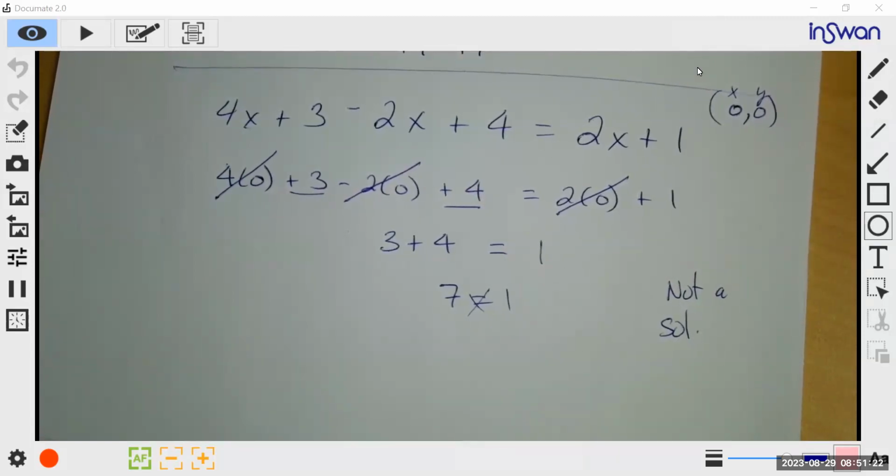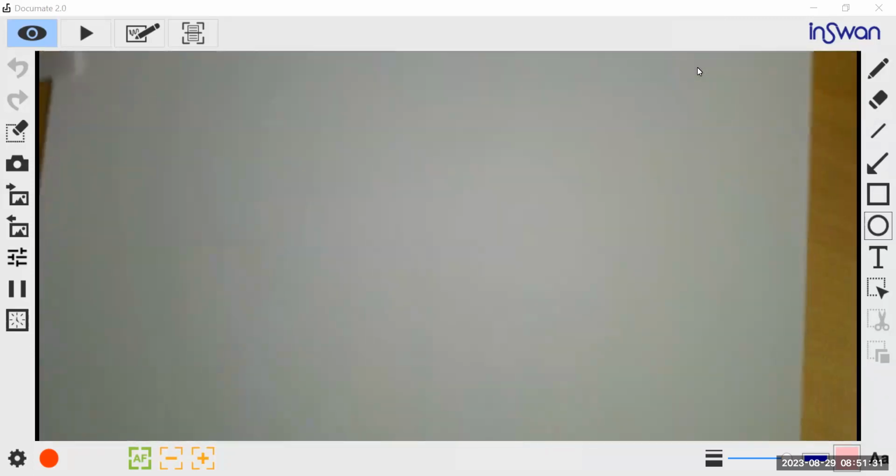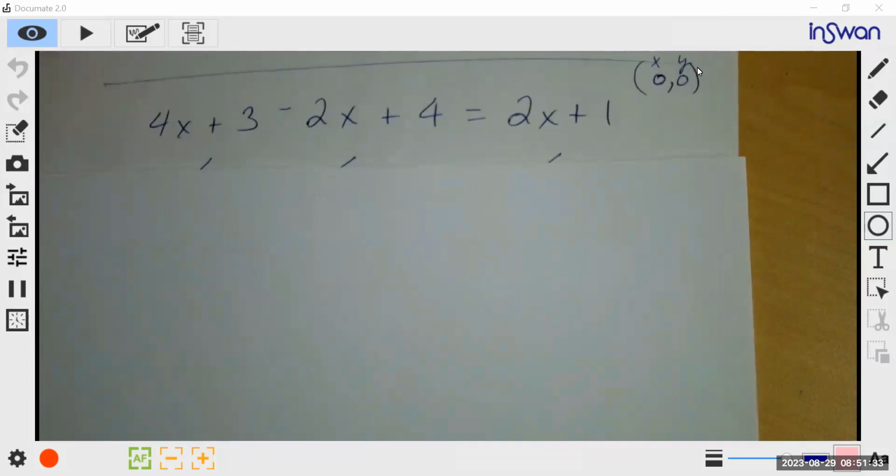Yes, but I don't suggest using that method. Let's use another method here. I'll put the same equation down.